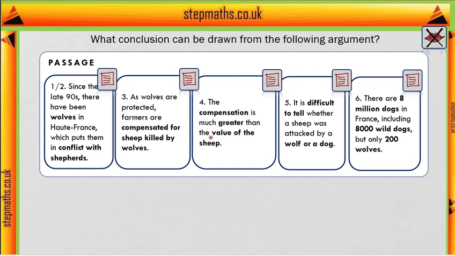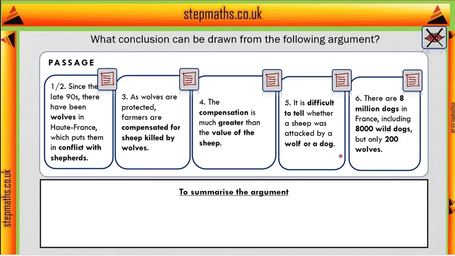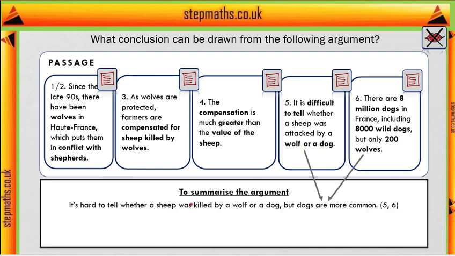And then 4, 5 and 6 contain the important information. So one thing here is about the compensation, how big it is, and the other thing is about the comparison between wolves and dogs. So we might think, why is all this relevant? Well, it seems it's likely going to be about the difficulty of telling whether it was actually a wolf that attacked a sheep, in which case you get compensation, or a dog, in which case you don't. So if we just summarise the facts, we've got this comparison between wolves and dogs, so you can't tell which have attacked a sheep, but dogs are more common. So in a sense it's more likely to be a dog.